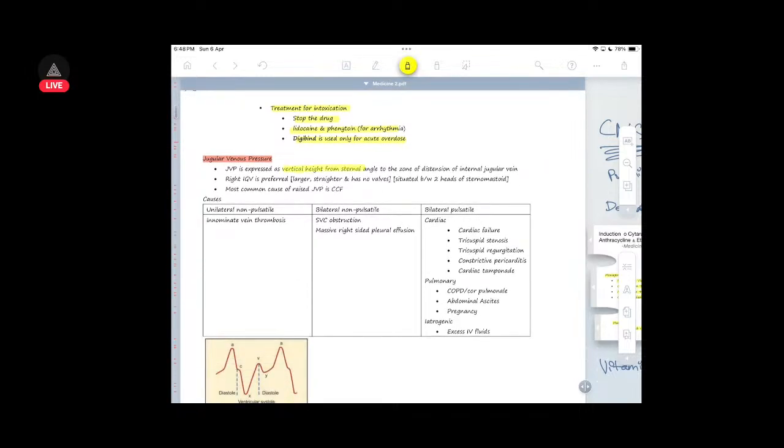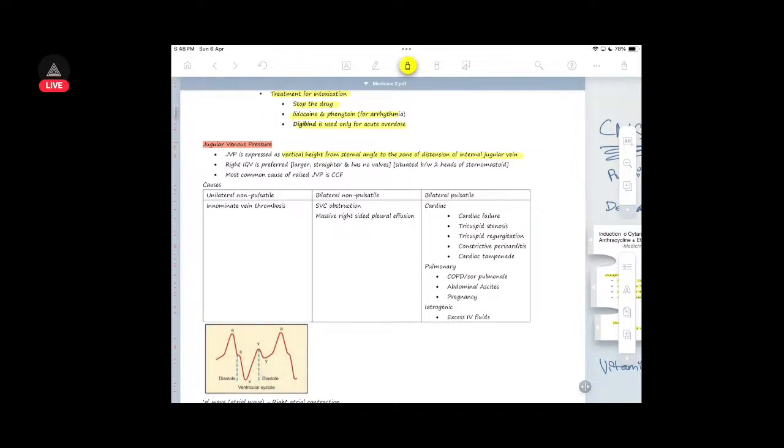Then JVP. JVP is expressed as the vertical height from the sternal angle to the zone of distension of the internal jugular vein. The right IJV is preferred, as it is longer, straighter, and has no valves. It is situated between the two heads of the sternocleidomastoid. The most common cause is congestive cardiac failure.